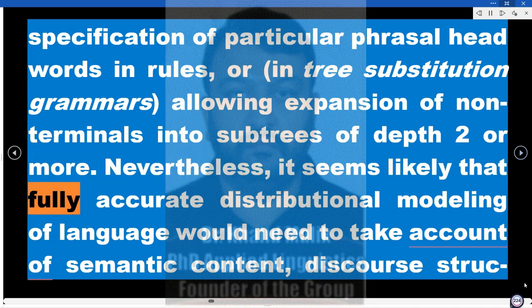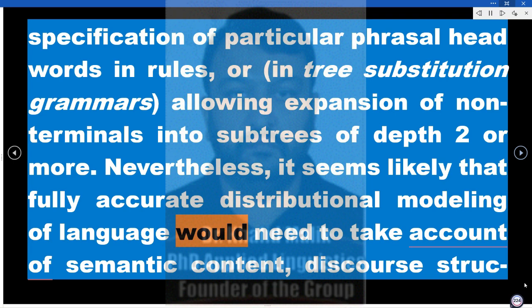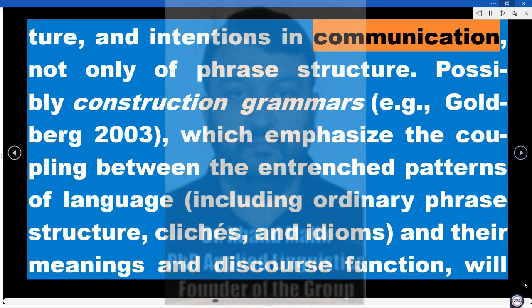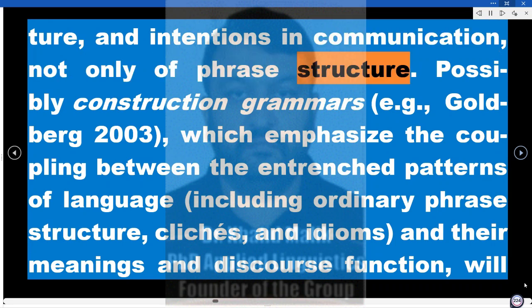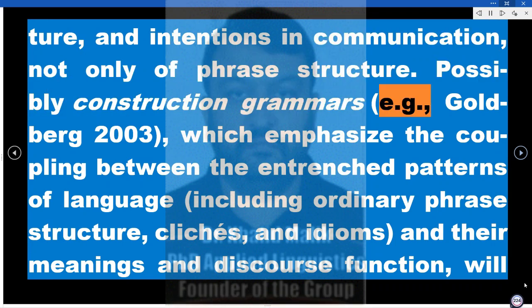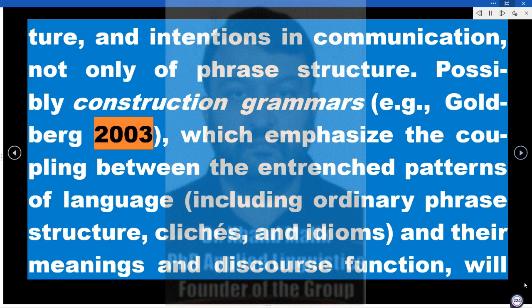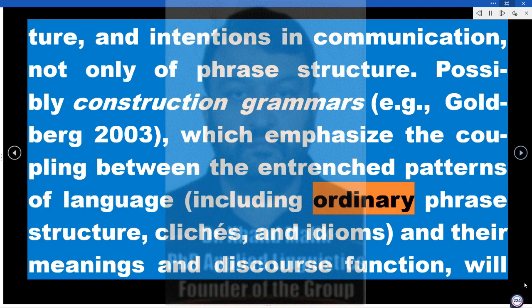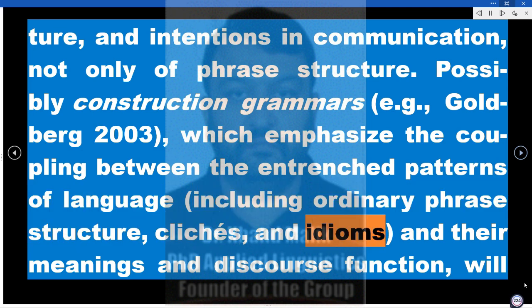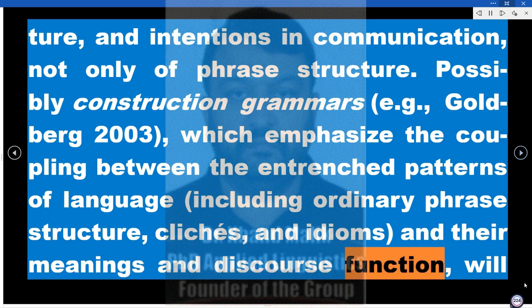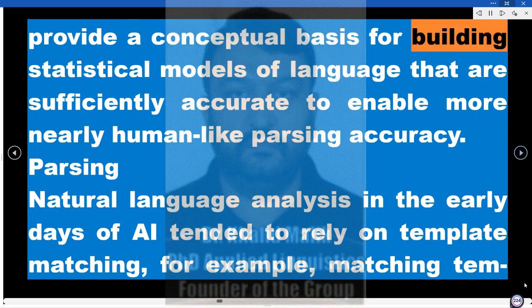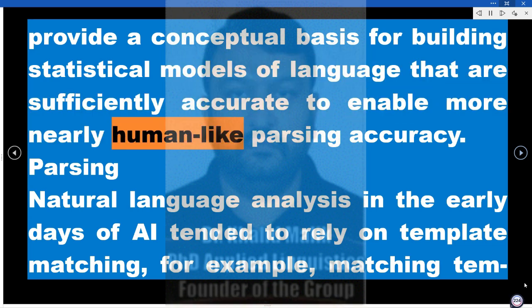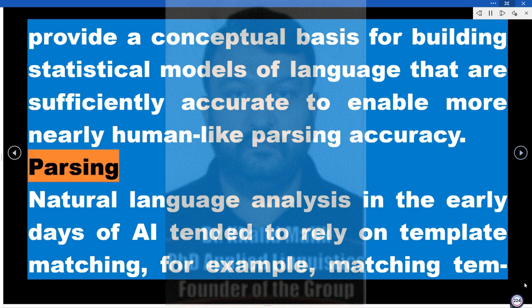Nevertheless, it seems likely that fully accurate distributional modeling of language would need to take account of semantic content, discourse structure, and intentions in communication, not only of phrase structure. Possibly construction grammars, for example, Goldberg 2003, which emphasize the coupling between the entrenched patterns of language, including ordinary phrase structure, clichés, and idioms, and their meanings and discourse function, will provide a conceptual basis for building statistical models of language that are sufficiently accurate to enable more nearly human-like parsing accuracy.